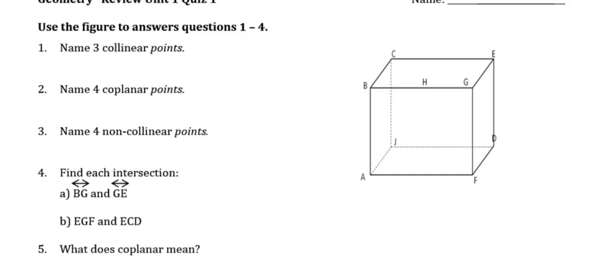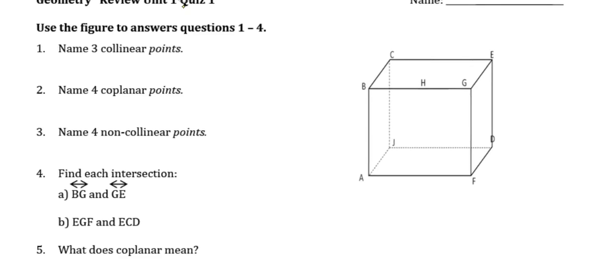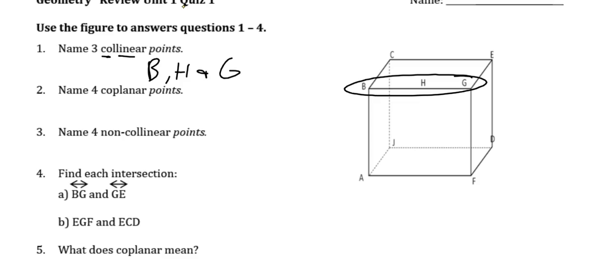Name 3 collinear points. Well, remember, co means with, and line. So that means on the same line. Well, there's really only one place where you can find 3 letters in a line, and that's B, H, and G. And when you're listing points, use commas. Okay? So B, H, and G are 3 that are on the same line.